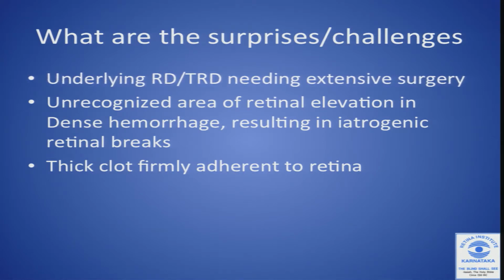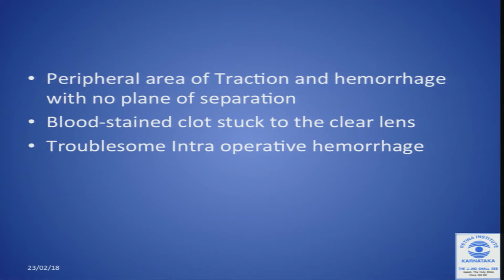And sometimes the clots can be firmly adherent to the retina. This is more likely to happen in an intraoperative bleed rather than a long-standing vitreous hemorrhage. And occasionally, you can have a peripheral area of traction and hemorrhage. And unlike the membranes in the posterior pole and near the arcades, the peripheral areas of traction are very difficult to dissect in a diabetic eye. And sometimes we may end up with large retinal breaks in this region, or if you're not able to really dissect these membranes, you might have to supplement them with a buckle if there is an unrelieved traction.